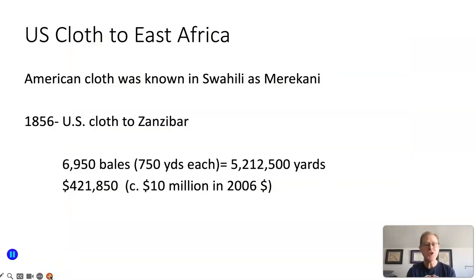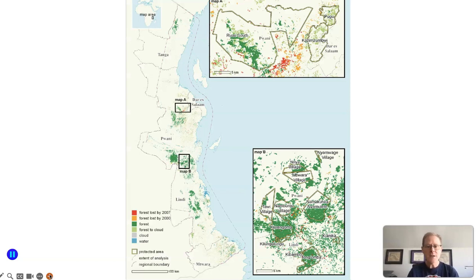Okay, and as I said, in exchange for cloth. How much cloth? Well, in 1856, U.S. cloth brought to Zanzibar 6,950 bales, each bale 750 yards, 5.2 million yards of cloth. That's in 1 year just from the United States. Okay? And in 2006 dollars, that comes to about $10 million worth of cloth. Okay? In exchange for ivory and gum copal. This is what Sunseri is talking about. These are the coastal forests where the gum copal is coming from.